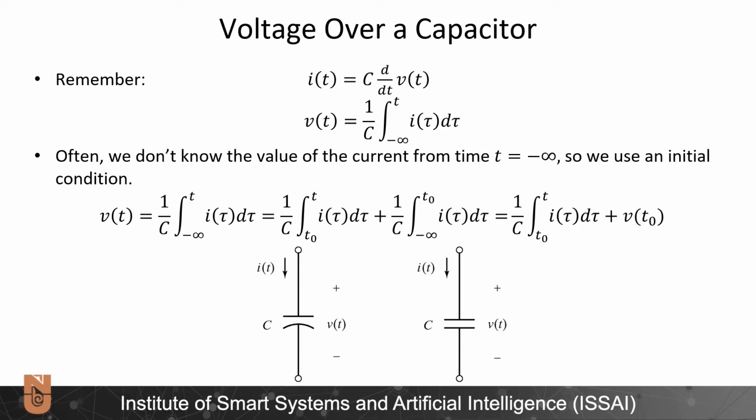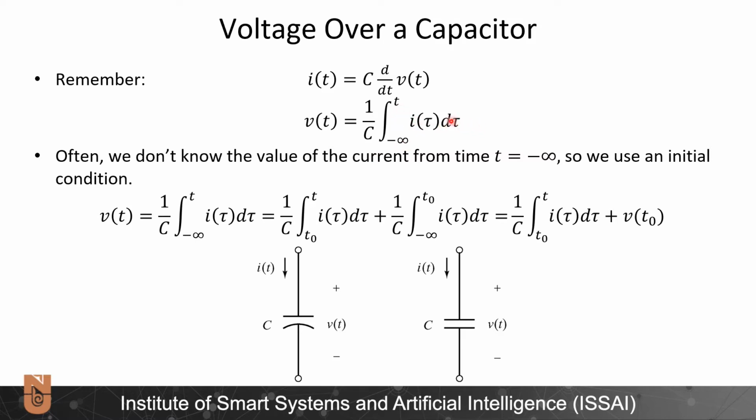Previously, we have derived the charge through a capacitor. Now let us look at the voltage over a capacitor. Indeed, if you know a little bit of calculus, this is a piece of cake. So let's remember, i is equal to C times dv over dt. And if I take the integral of both sides, I end up with v is equal to 1 over C integral from time minus infinity till t i(tau) d tau.